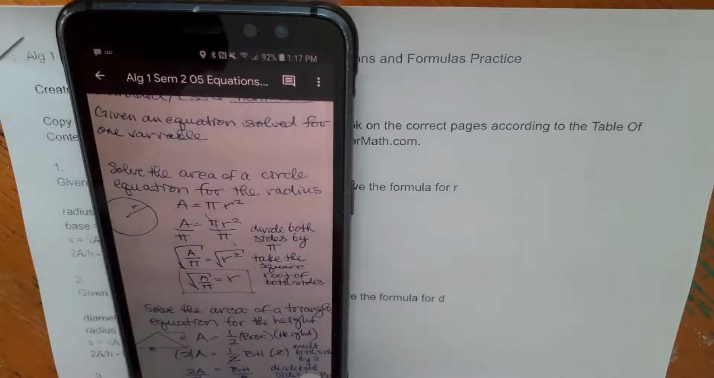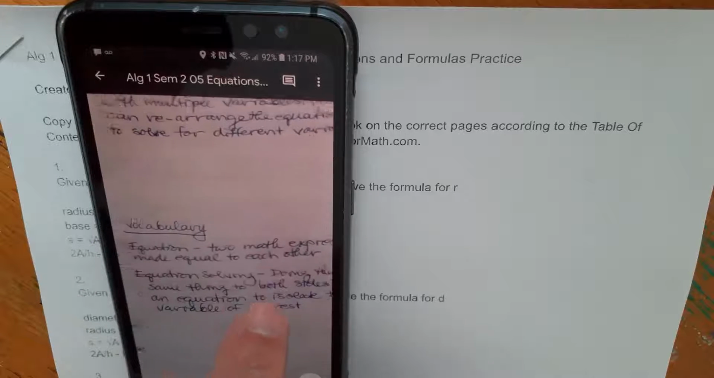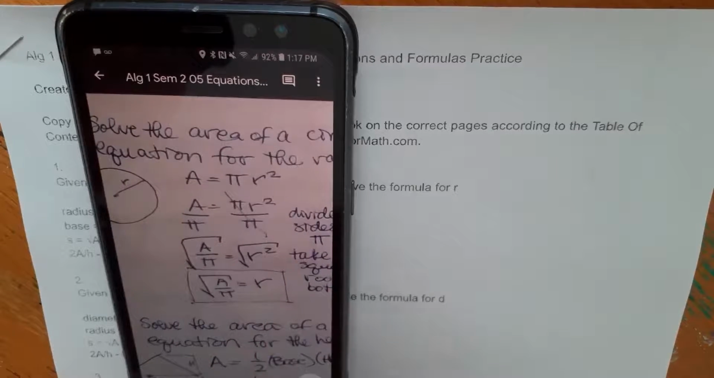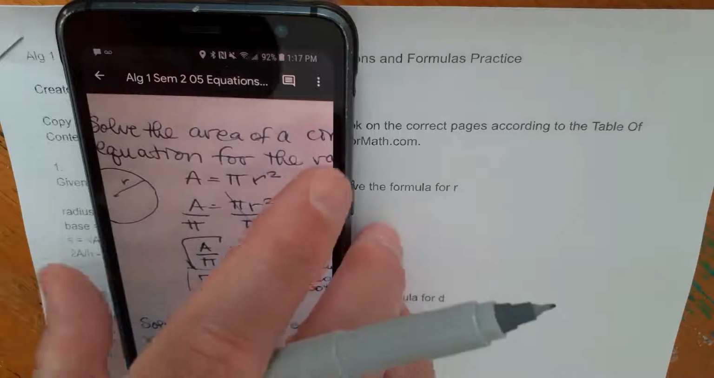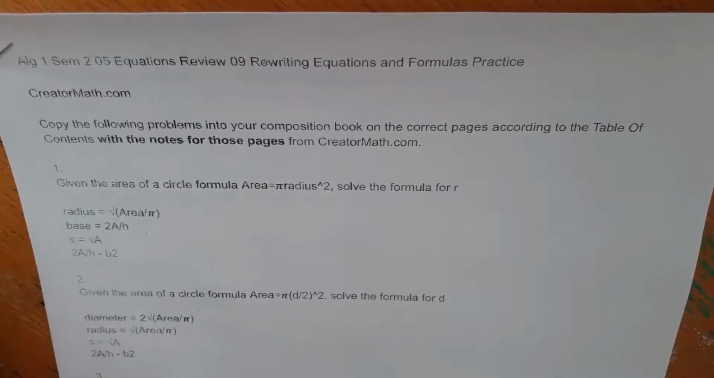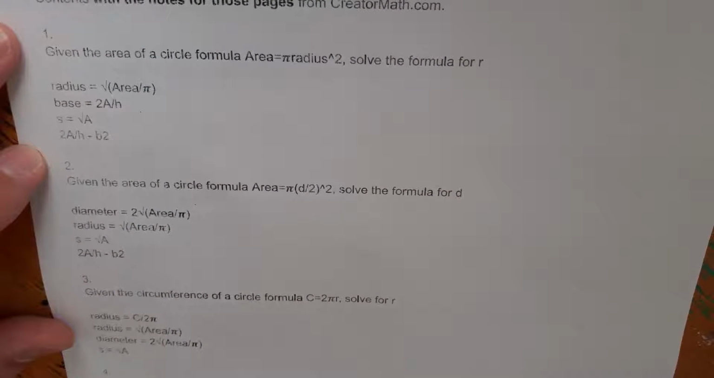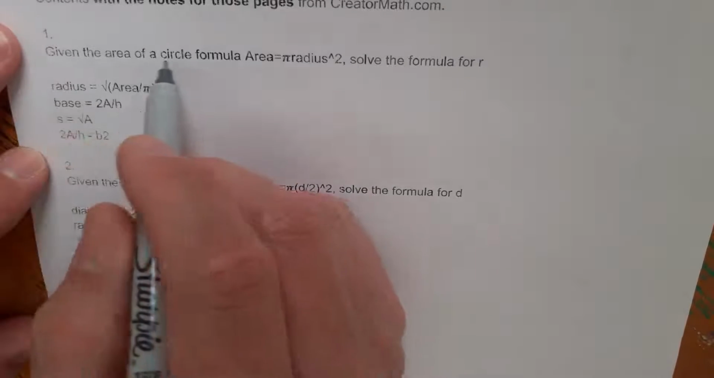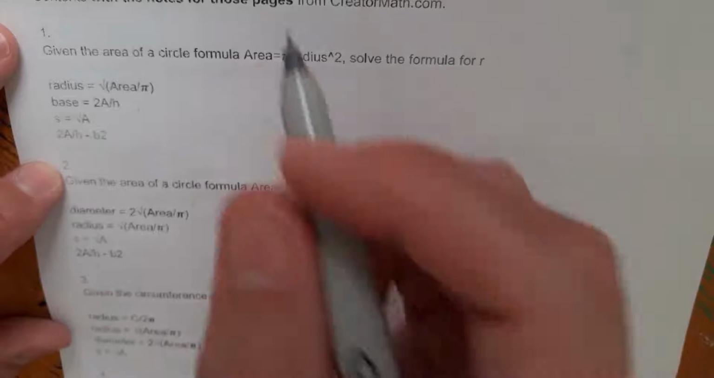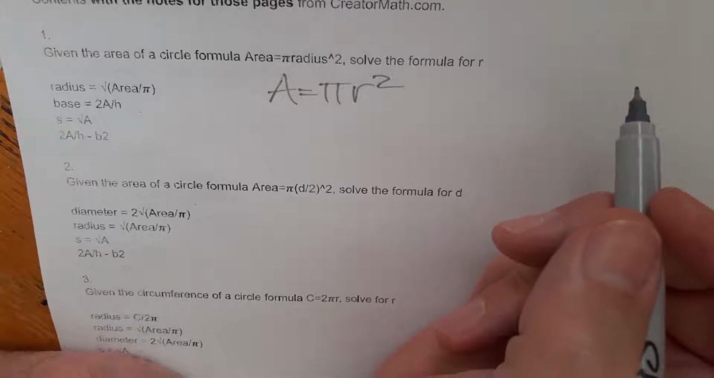It talks about circle equations, and triangle, and rectangle, and what else? Equation solving. And with that said, since it's the 9th lesson of a review unit on equation solving, I'm going to move ahead with some idea that this probably looks a little bit more familiar to you than if we were just starting from scratch. So given the area of a circle formula, area equals pi r squared. An oldie but a goodie, right?